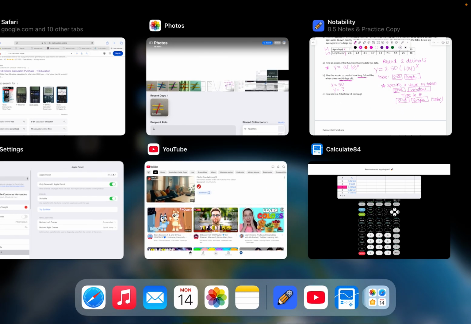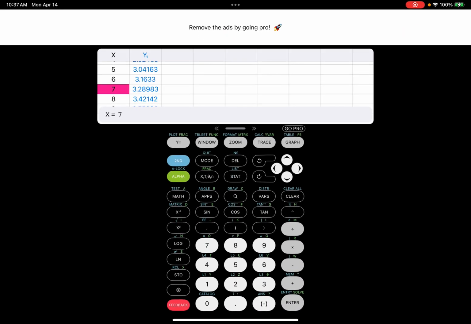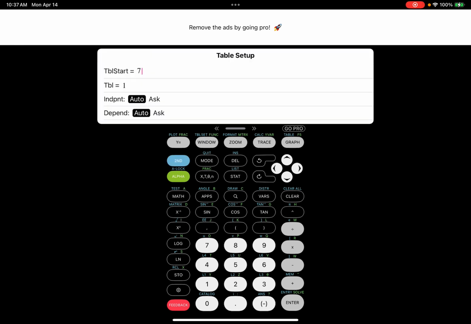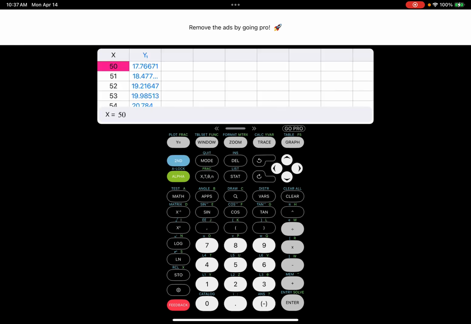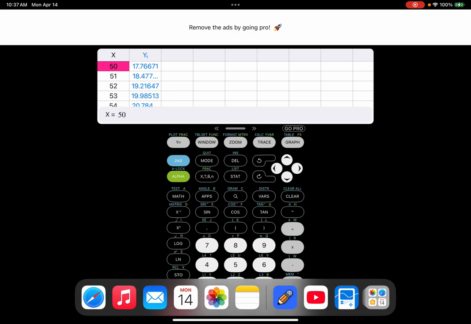So instead of scrolling all the way down, because what if I ask for a big number you don't know? I'm going to hit second, window, clear what I have there, and put 50 where it says where do I want my table to start. So table start at 50. Then I'll go to second, graph again, hit my table, and it'll start me at 50. Okay, so my answer is 17.76671. But again, we're going to round to 2 decimals.